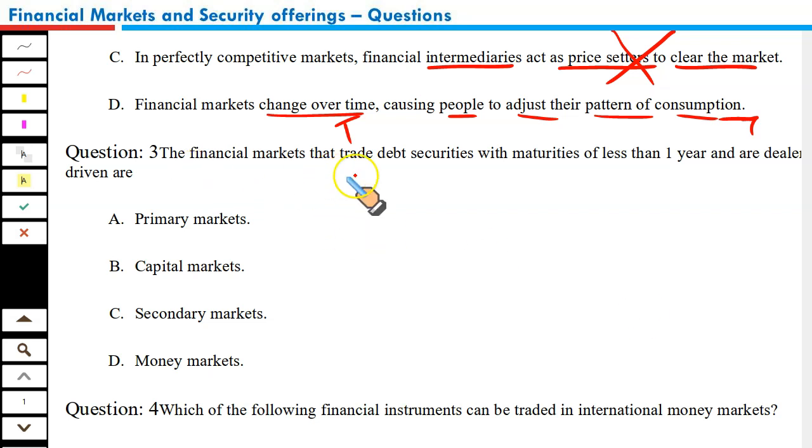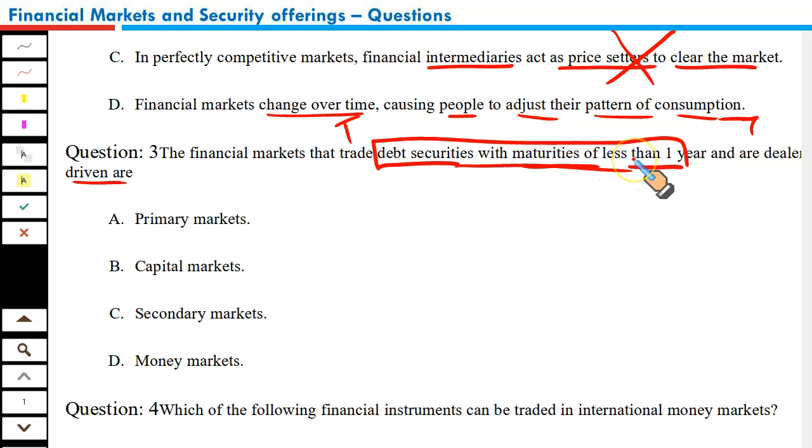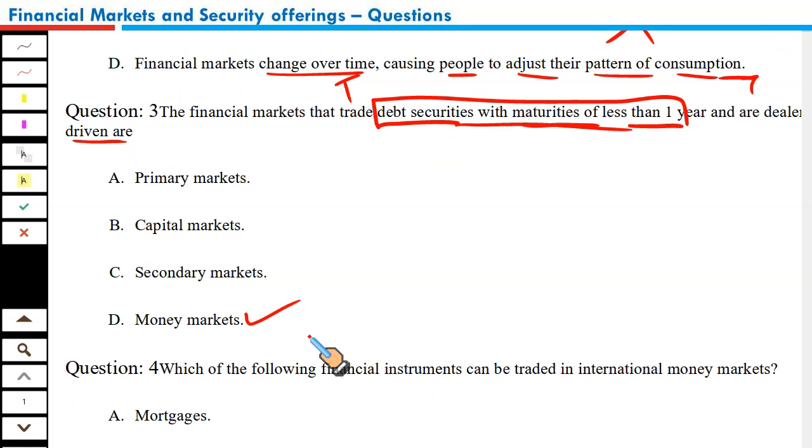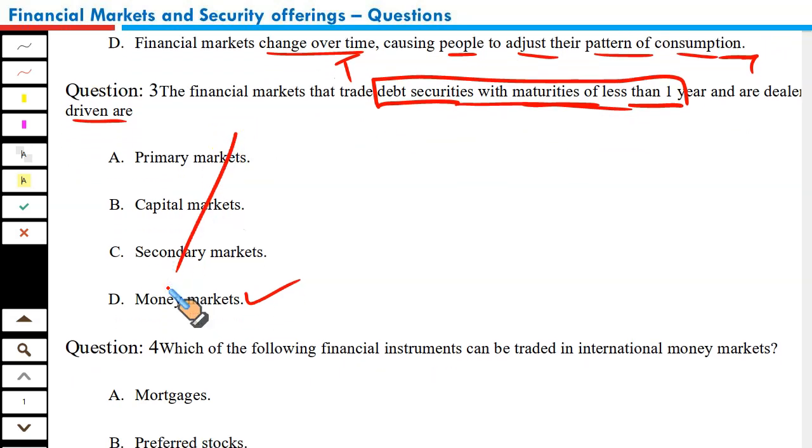The financial markets that trade debt securities with maturities less than 1 year are dealer-driven markets. And what kinds of markets are there? Remember, we discussed this in our overview, that the securities that have less than 1 year maturity, the markets in which we trade them are called the money market. Money markets involve those securities that have maturity of less than 1 year. Common treasury bills, T-notes. So that makes D the correct option. Other A, B, C are not correct.